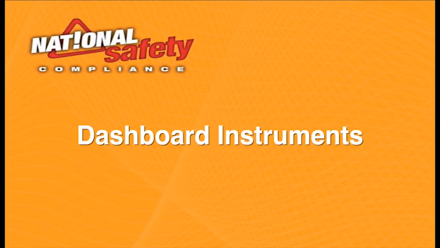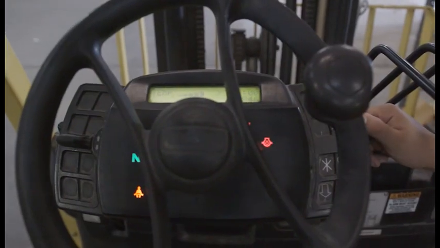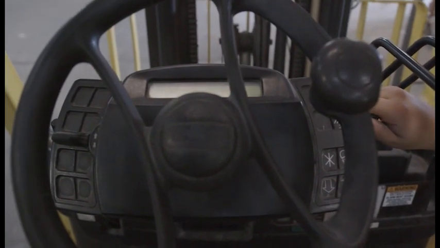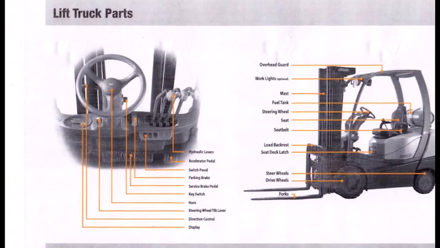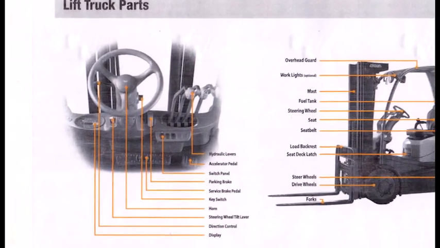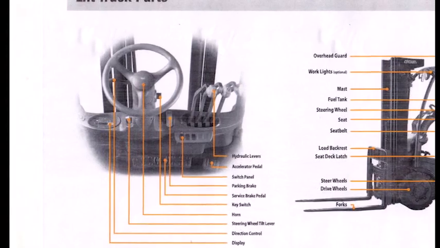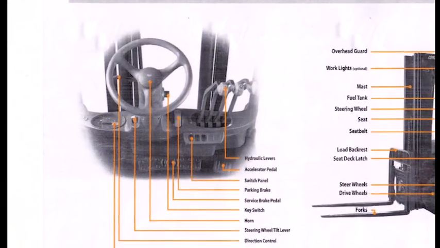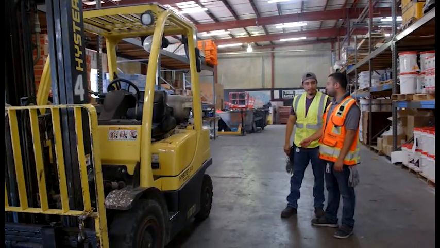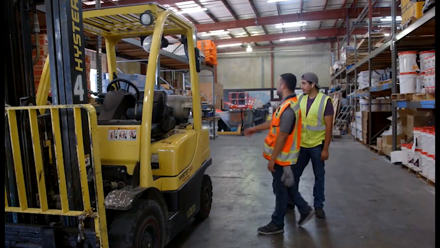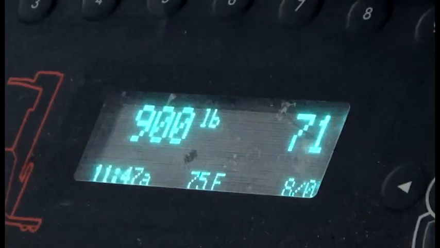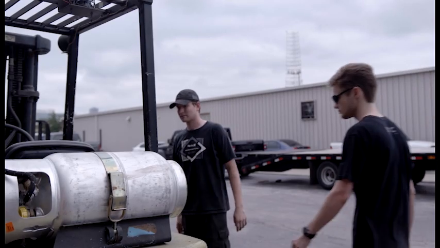Dashboard instruments. Operators must be familiar with the different dashboard warning lights and gauges. Operators should consult the operations manual for the requirements and recommended practices regarding dashboard gauges and lights. Forklifts should never be used if a warning light or gauge signals an unsafe condition. If a warning light comes on, do not continue to operate the lift. Stop and park it and immediately inform your supervisor.